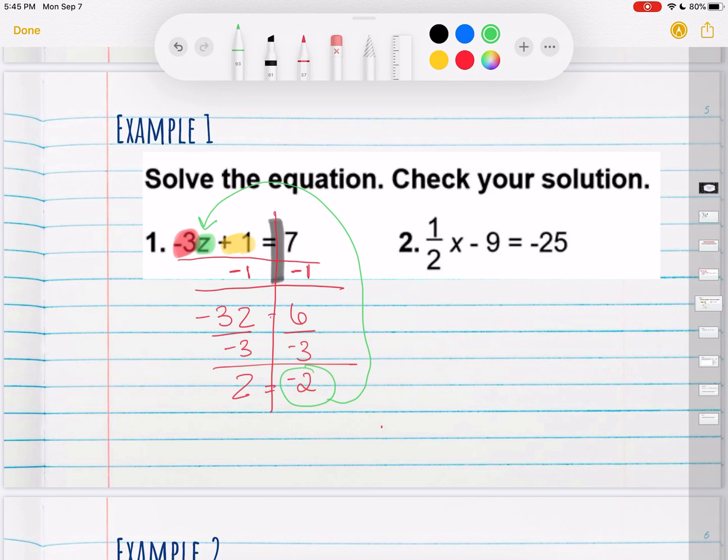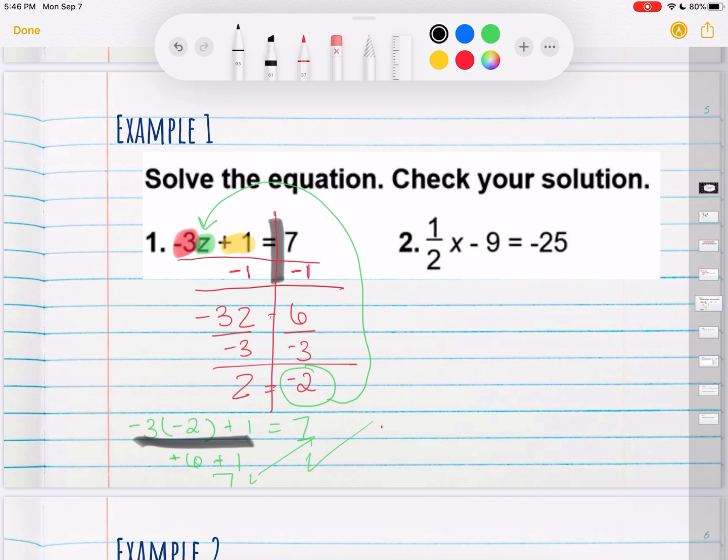So I'm going to rewrite -3, and then I'm going to plug in that -2 for z, because that's what z equals, plus 1, and that should be 7. So let's simplify this, make sure it equals 7. So -3 times -2, that's a positive 6, plus 1. 6 plus 1 is 7. These two match. Good, it's correct. Okay, let's move on to number 2.